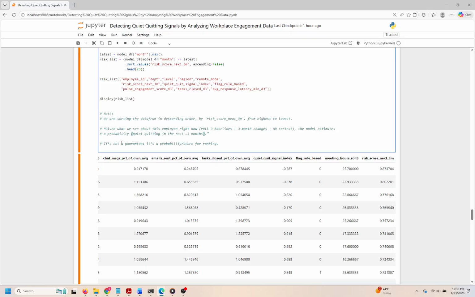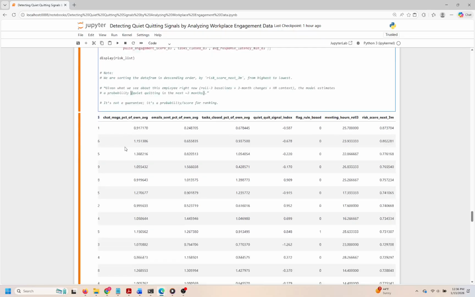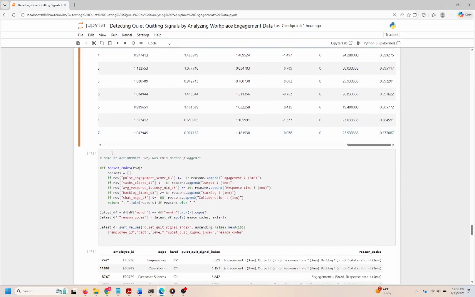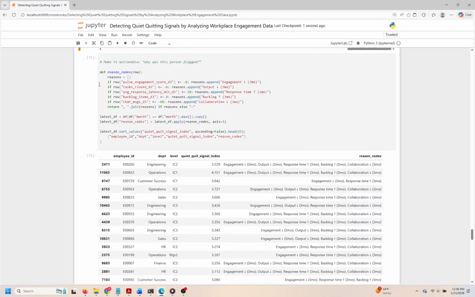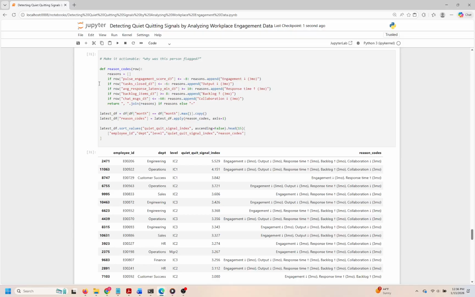As we move forward to the next cell, we will likely delve deeper into how to interpret these risk scores, or explore tailored strategies to address the needs of employees identified in this list. This will give us a more comprehensive toolkit for fostering a supportive work environment.